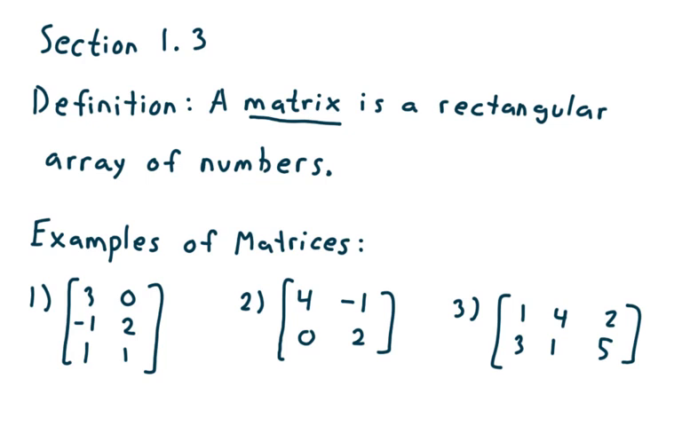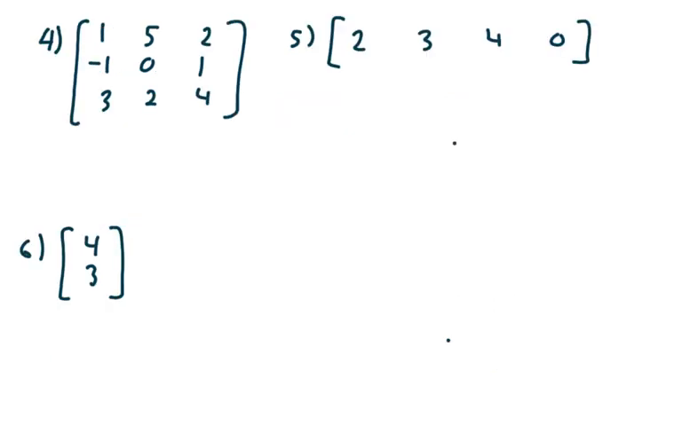In example 1, we have the matrix 3, 0, negative 1, 2, 1, 1. In example 2, we have the matrix 4, negative 1, 0, 2. In the third example, we have 1, 4, 2, 3, 1, 5. In example 4, we have the matrix 1, 5, 2, negative 1, 0, 1, 3, 2, 4. In the fifth example, we have the matrix 2, 3, 4, 0. And in the sixth example, we have the matrix 4, 3.